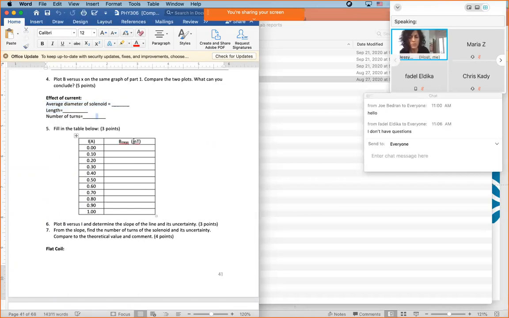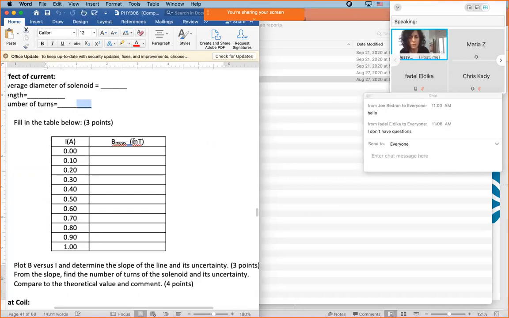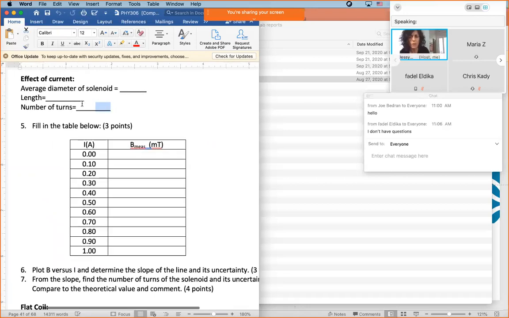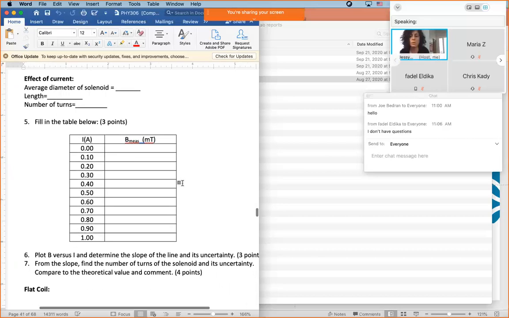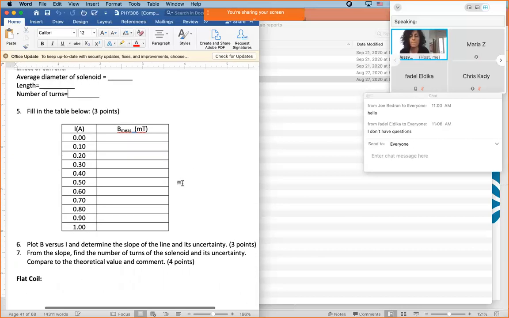Is this one given to you? Yes, I think so. All right. It's 500. Okay, so by now you have the diameter, the length, and the number of turns. Are you okay to start the effect of current part? Yeah. All right. So I answered your question, Maria. Is that true? Yes, you did. Thank you. All right. Any other question related to Lab 6?